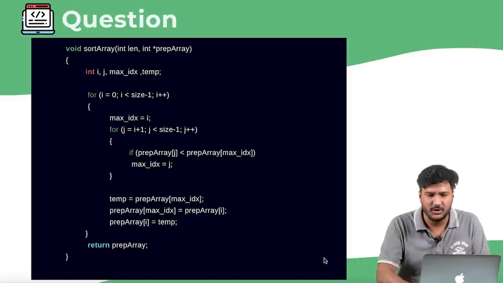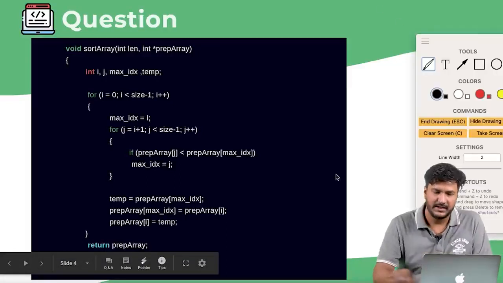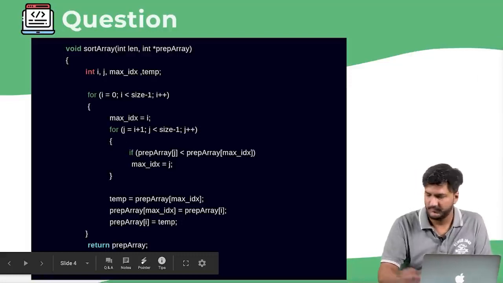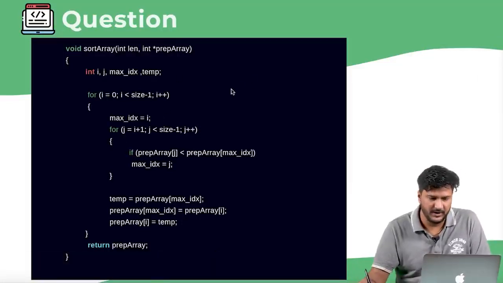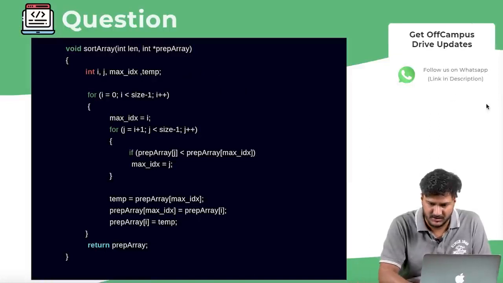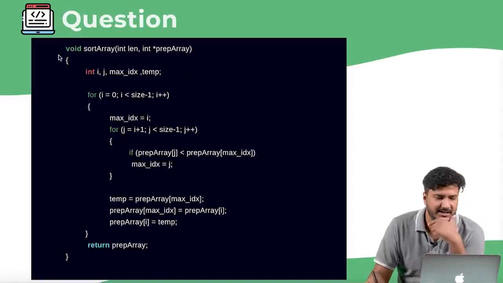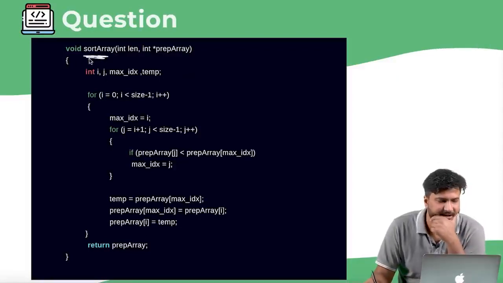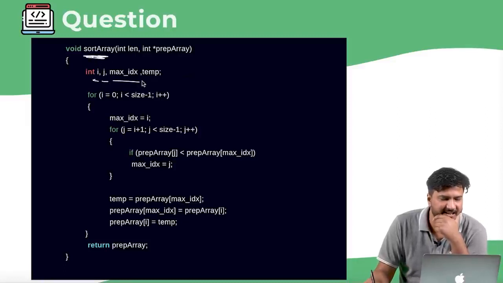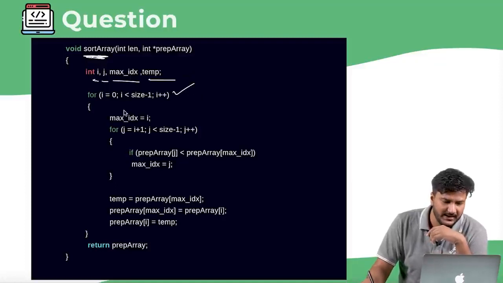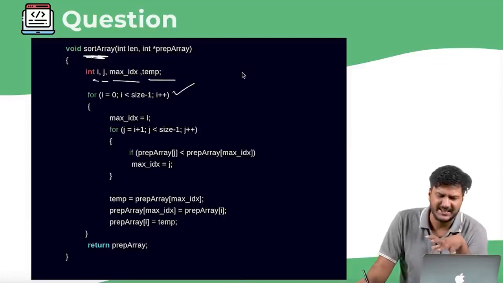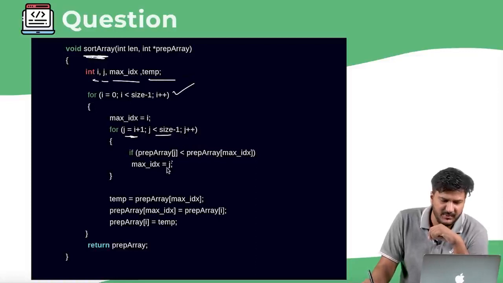Okay, so let's have a look at this particular question that we have here, right? So essentially, what do we have here? Let me use a white color so that you could see that properly. In this case, you have the function sortArray, and then you have i, j, maxIndex and temp as a few variables. Then you have one for loop, and maxIndex is equal to i, and then j is equal to i plus 1, and j is less than size minus 1, and then you're storing some index, right?